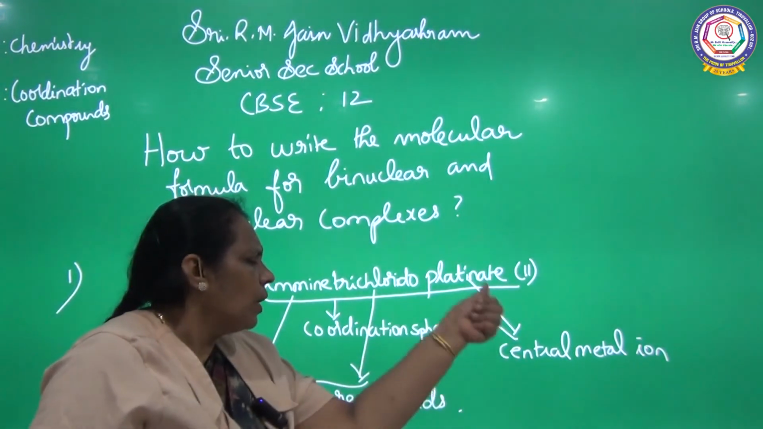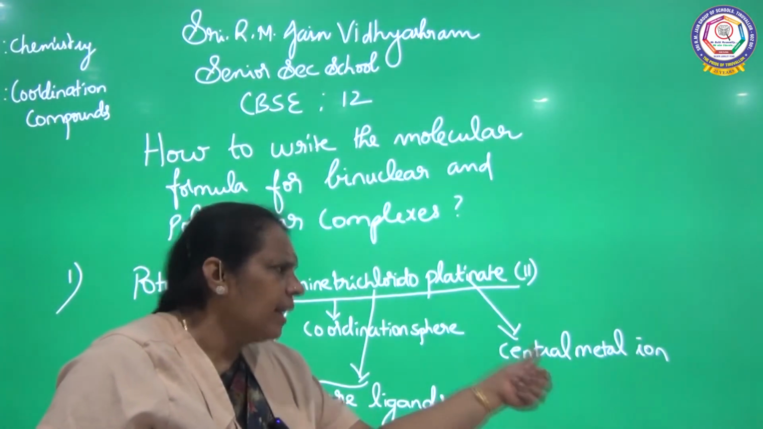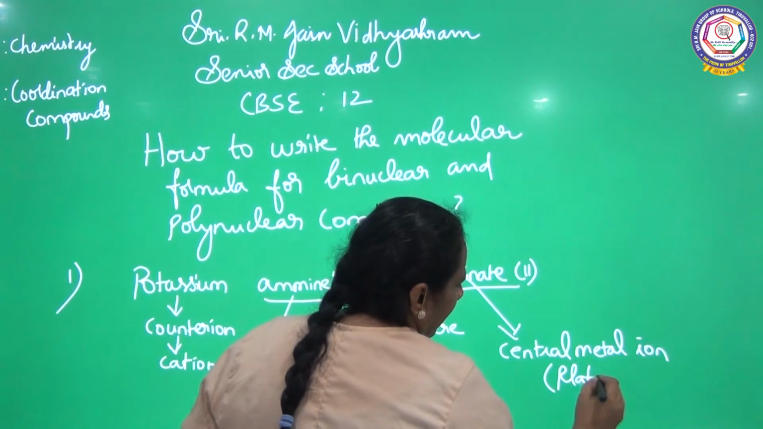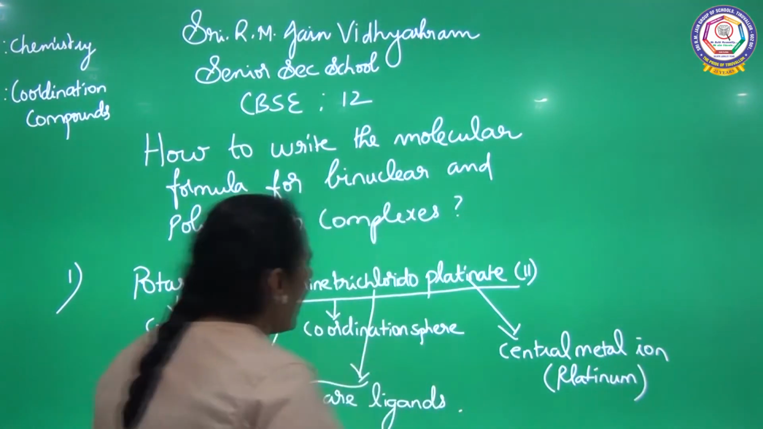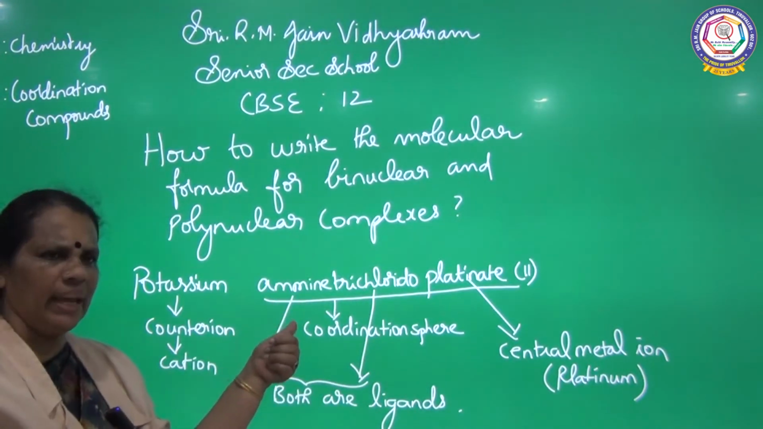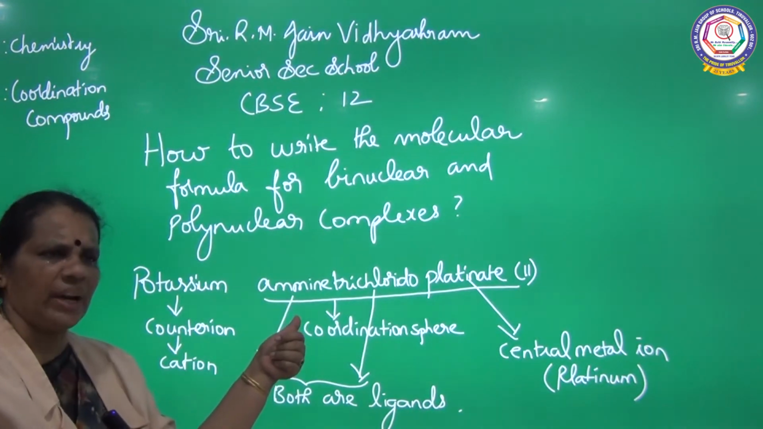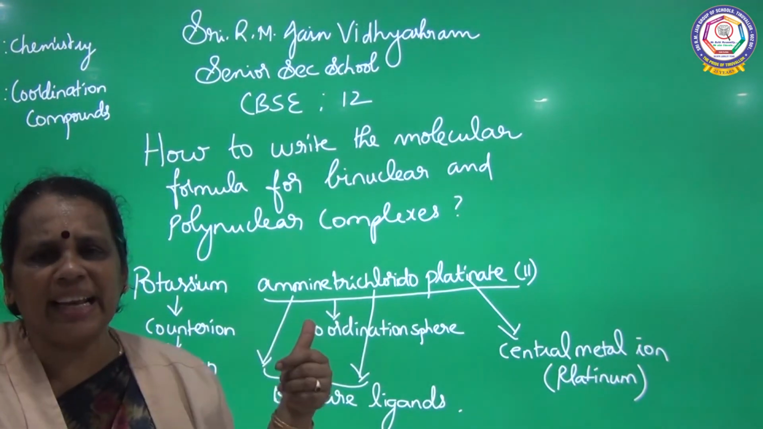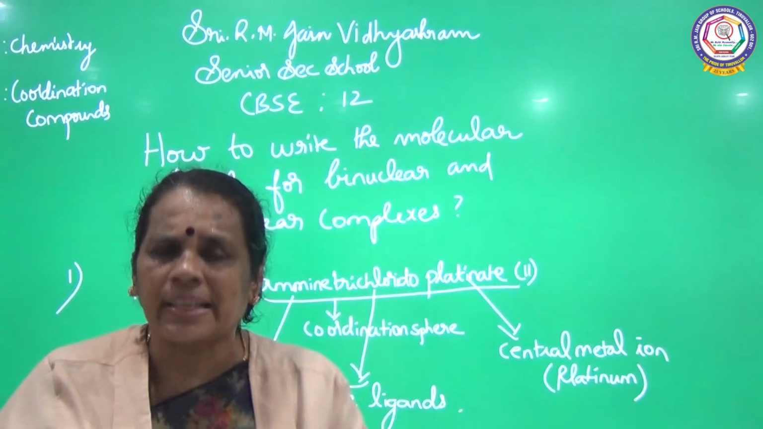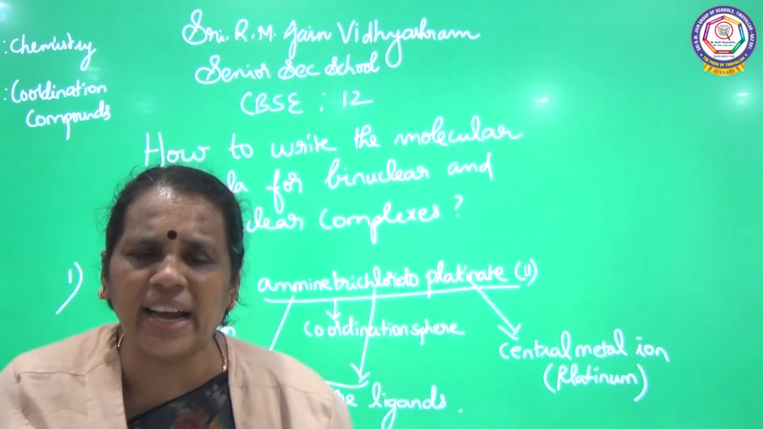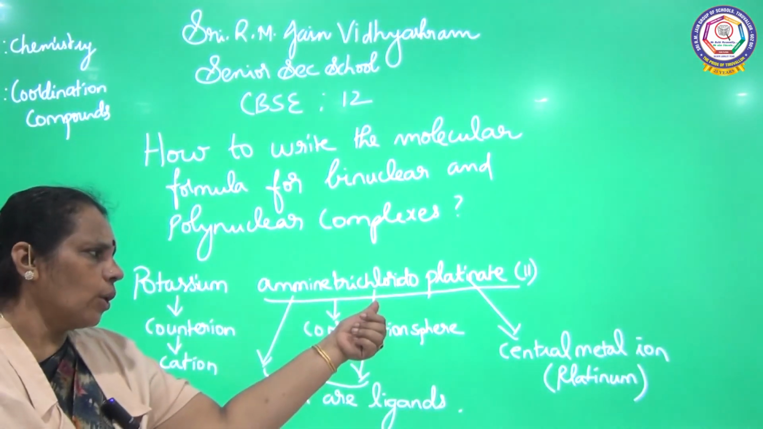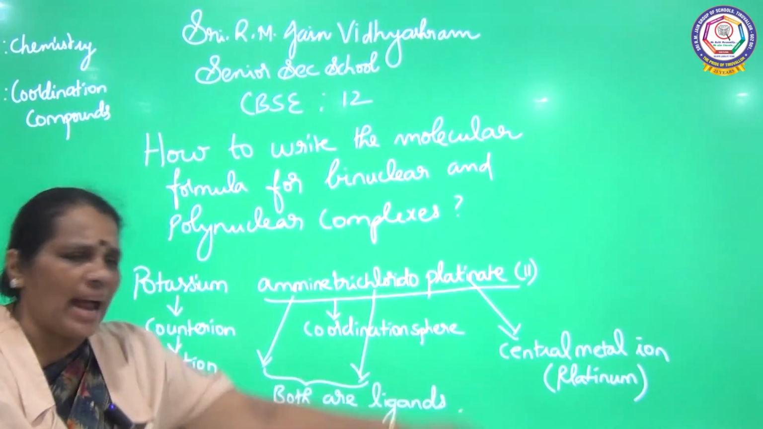First you talk about the central metal ion. Here platinum is the central metal ion. There are two different ligands present in the coordination sphere: one is amine, another one is chlorido. It is an example of a binuclear coordination compound, where there are two different ligands in the coordination sphere. One is amine, another one is chlorine, and the central metal ion is platinum here.